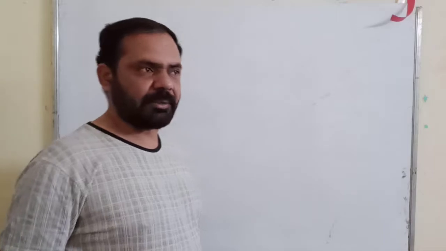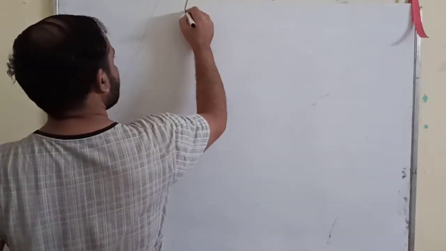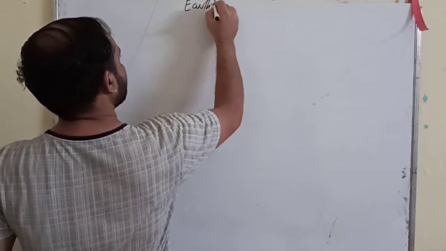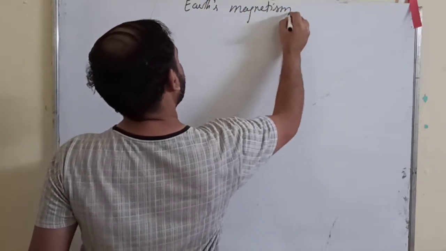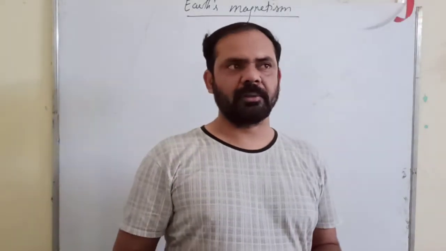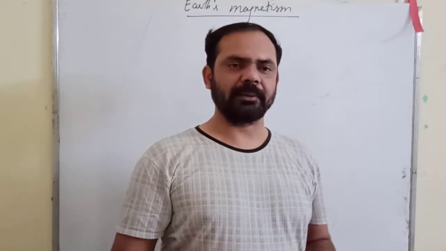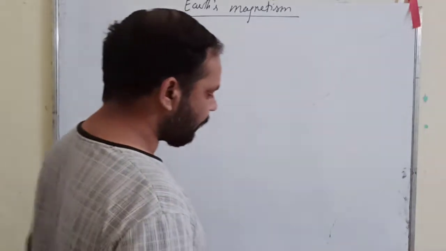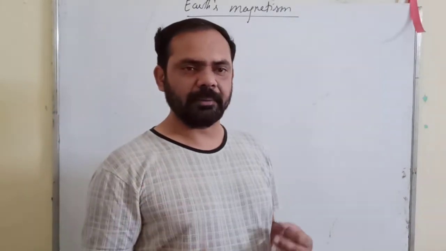Okay, so yesterday we discussed the magnetic dipole, and today's topic is Earth's magnetism. Under this topic, we will discuss the magnetism of Earth. So first thing is, Earth also behaves like a bar magnet.